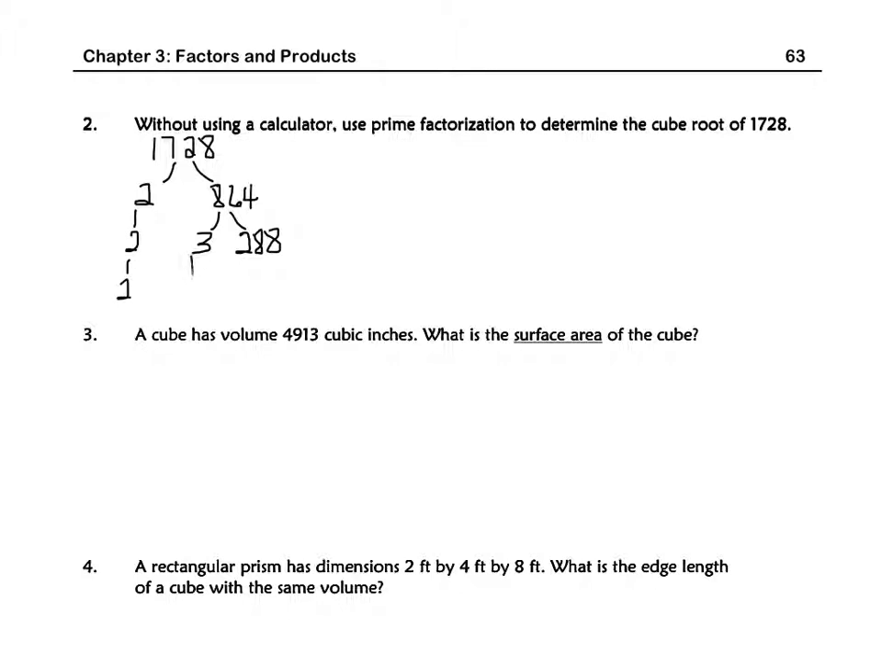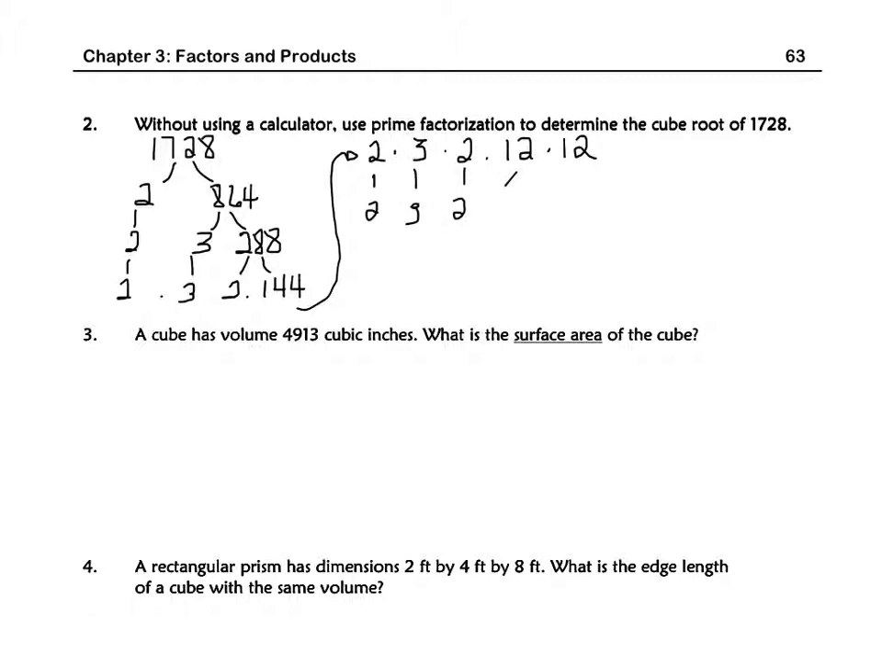So then that gives you 2, 3, and this is 2 times 144, which is going to be 2 times the 3, bring that down, and then the 2, and then 144 is 12 times 12, so then that would come down to 2, 3, 2, and 12 would be 4 times 3, which again would be 2, 3, 2, 2 times 2, times your 3, times 2 times 2, times your 3.